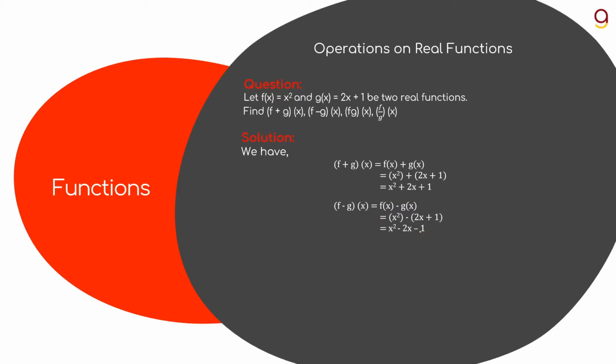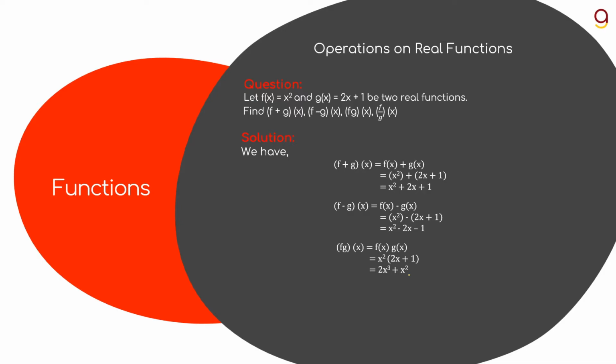Next, we need to find the product. f g of x is equal to f of x times g of x. Yes, and f of x is equal to x square and g of x is equal to twice x plus 1. Now if we open the bracket, it will be x square times 2x, which will give us twice x cube, plus 1 is here. So x square times 1 will give us x square. So the final answer is 2x cube plus x square.